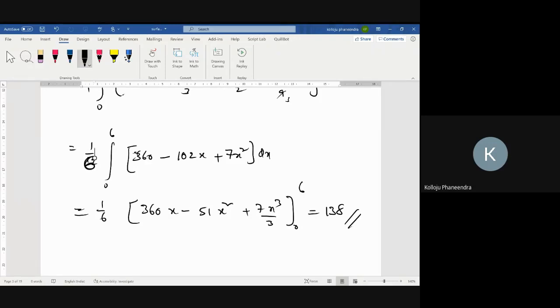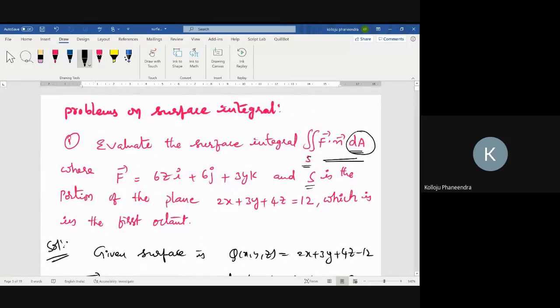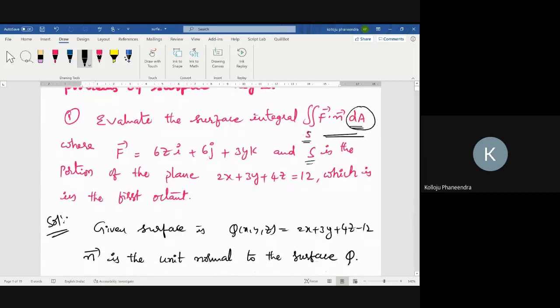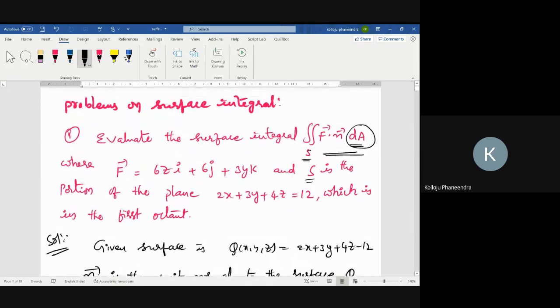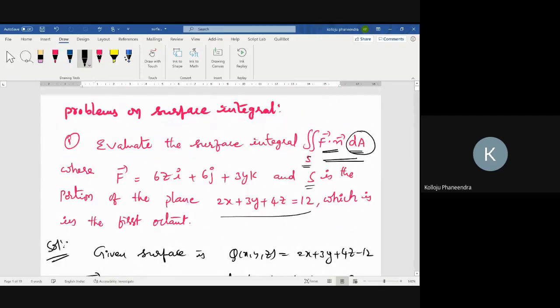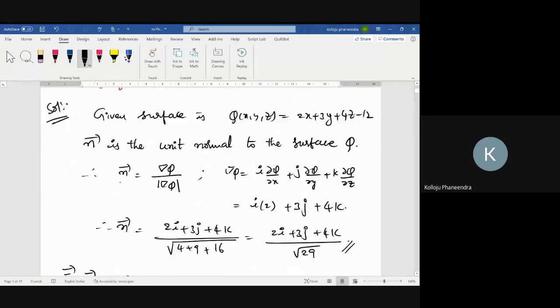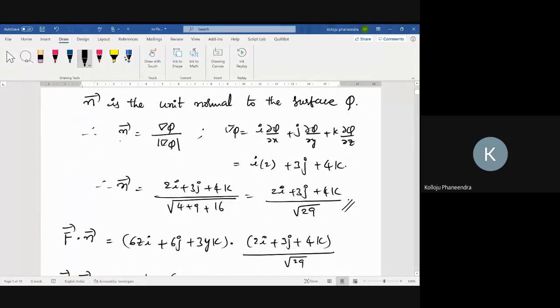This is one problem. Once again, briefly: evaluate the surface integral where F bar is given, and the surface is the portion of the plane 2x plus 3y plus 4z equal to 12 which is in the first octant. First, let us identify the surface, which lies in the first octant. For this surface, I have to evaluate F bar dot n bar, so let me calculate n bar first. n bar means the unit normal vector, del phi by mod del phi.